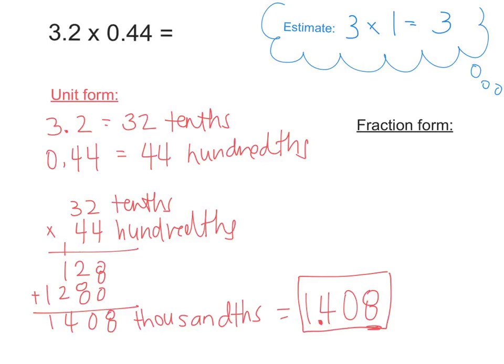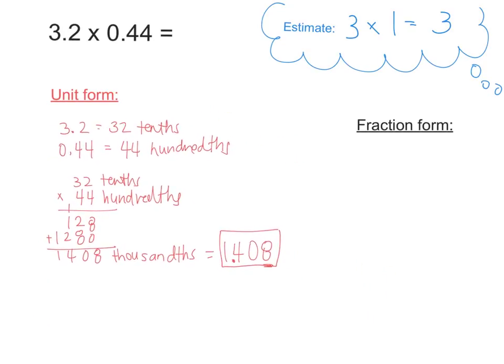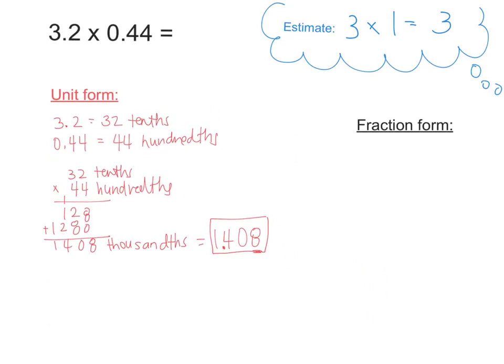Is that pretty close to our estimate? Is that in the right ballpark? Yeah. Okay, now let's see if we can get the same answer using fraction form like we learned yesterday. 3 and 2 tenths is the same as 3 and 2 tenths. Yes? And then 44 hundredths is the same as 44 over 100. Yes? Are we ready to multiply?